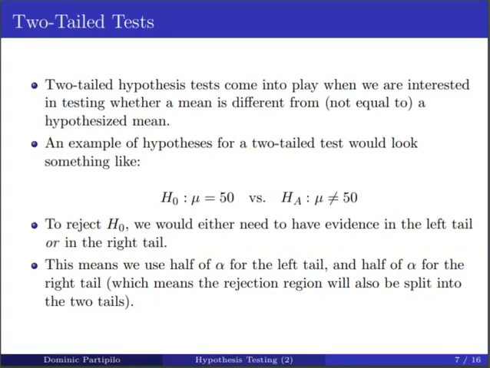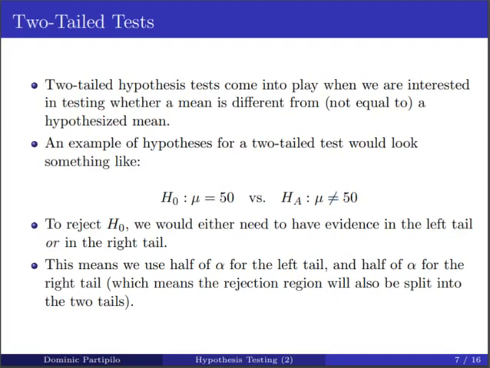So now let's talk about two-tailed tests. Two-tailed hypothesis tests come into play when we're interested in testing whether a mean is different from, or not equal to, a hypothesized mean. An example of this would be something like this. Notice this looks exactly the same. The only real difference here is this not equal to sign.